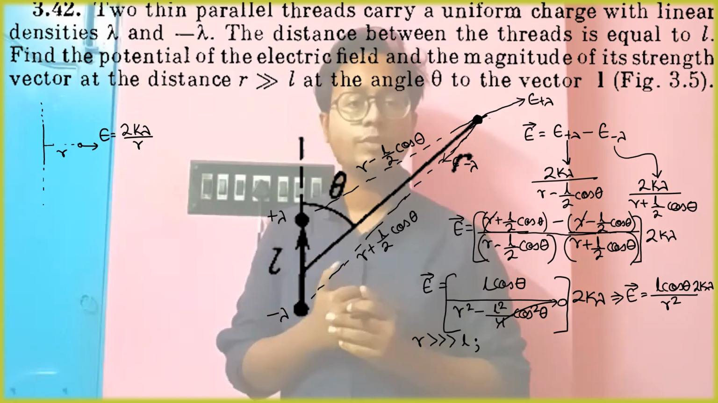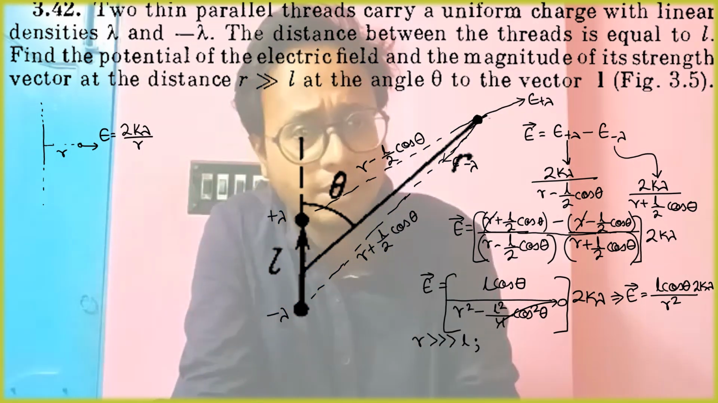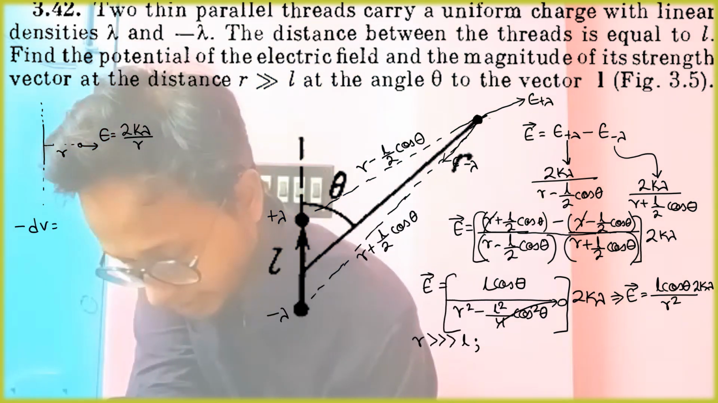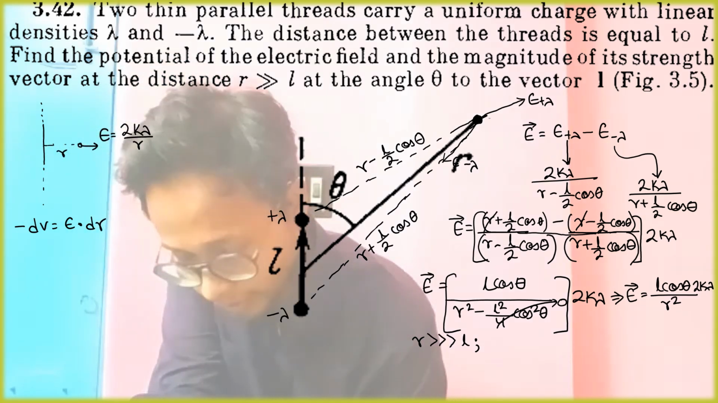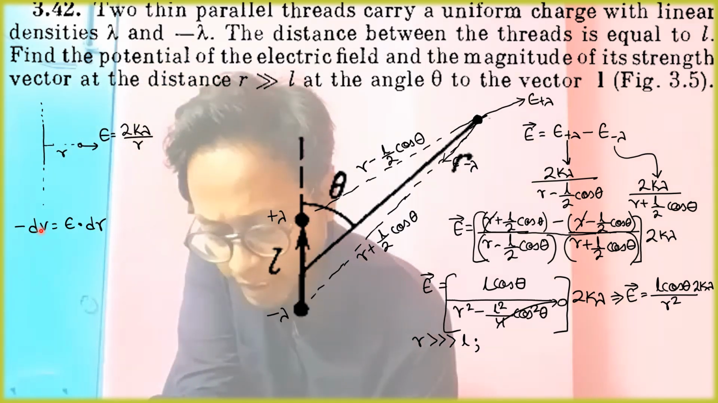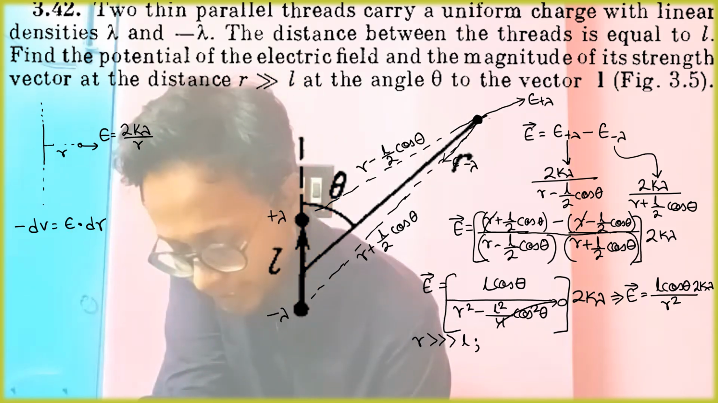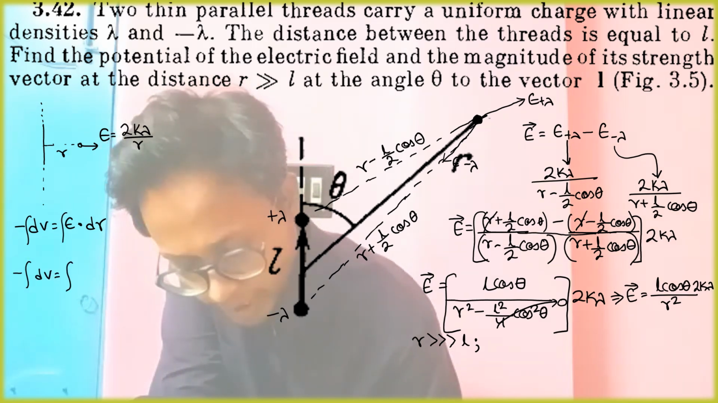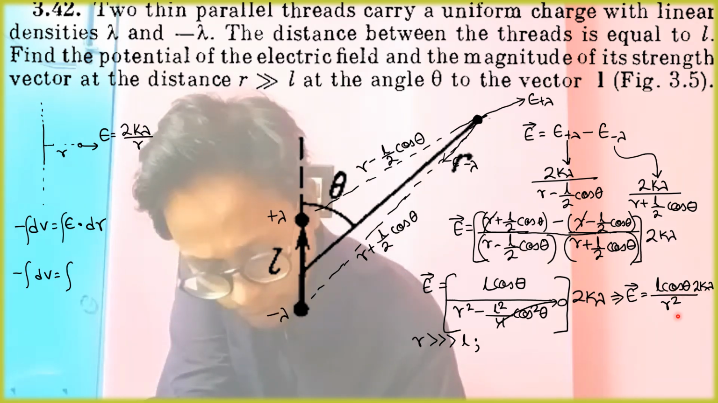Now how do I find the potential at this point? See, what is the relation between electric field and potential? We do know that minus dV is equal to E dot dr, isn't it? I have already derived this before. It comes from the negative of work done being equal to force into displacement. Now if I integrate minus dV, it is equal to the value of E at point r. The value of E at point r is nothing but this value, 2k lambda L cos theta by r square.